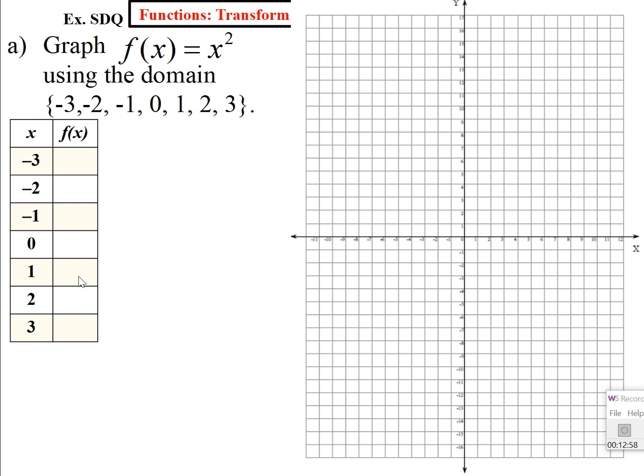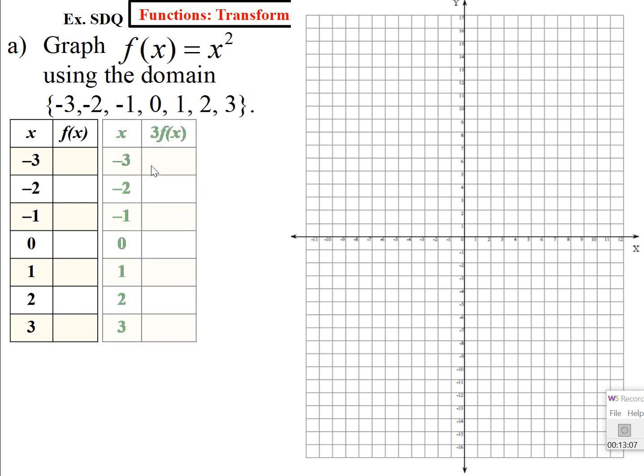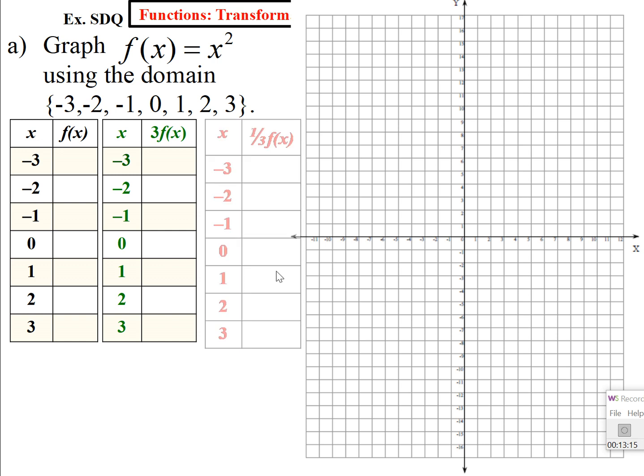Underneath that one, draw this table in green. I'm going to put it to the right of mine because I want it on the screen, but for you it's going to be below the other. And then this table in red, below the other. The original has f of x, the green one has 3f of x, and the red one has 1/3 f of x. Copy that, I'll give you some time.